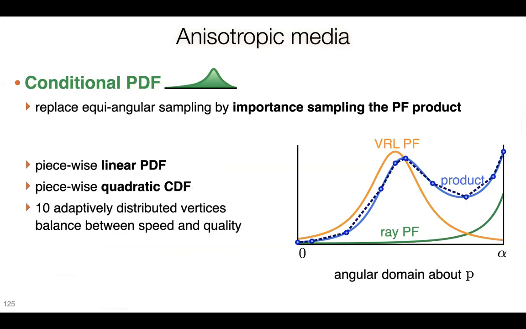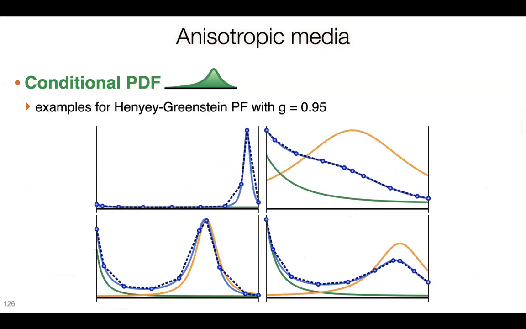And in the quadratic case, I'll show you in the next slide how this closely matches the integral itself. Here, as I said, they assume 10 adaptively distributed vertices to find a good trade-off between speed and quality. And here you can see how the product is well matched. On the top left, they use this linear interpolation. On the top right side, they use this quadratic interpolation. You can see that the blue curve is well matched by the dashed curve, which is good, and it was a good trade-off instead of computing the proper importance sampling of the product.